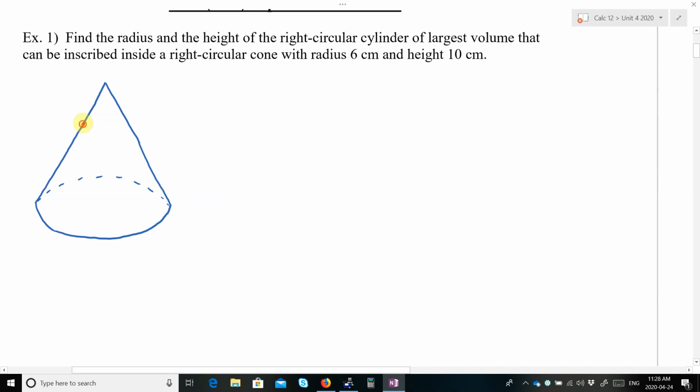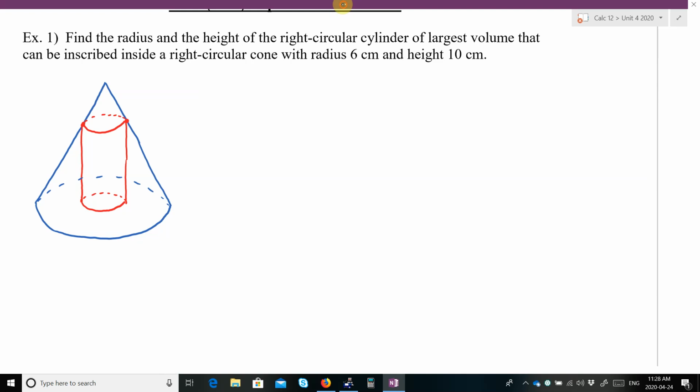Remember, inscribed has to be completely inside the cone. And a cylinder is like a can of soup. So this would be down like this, not going outside the cone. And this is the situation, and it wants to know, what's the biggest cylinder that we can fit in here? The largest volume.